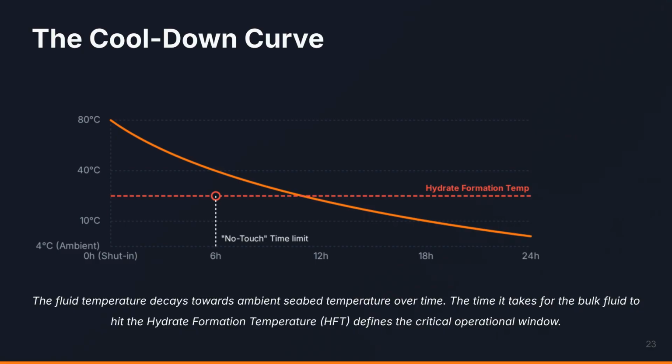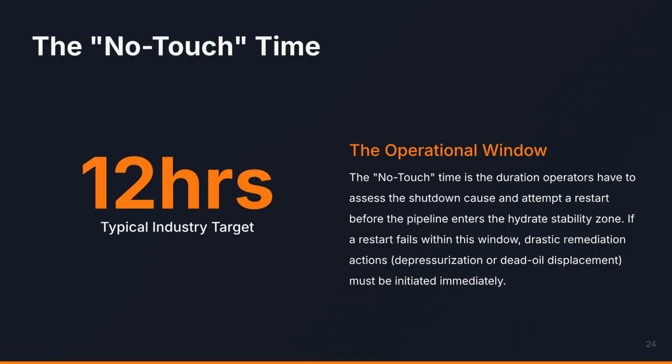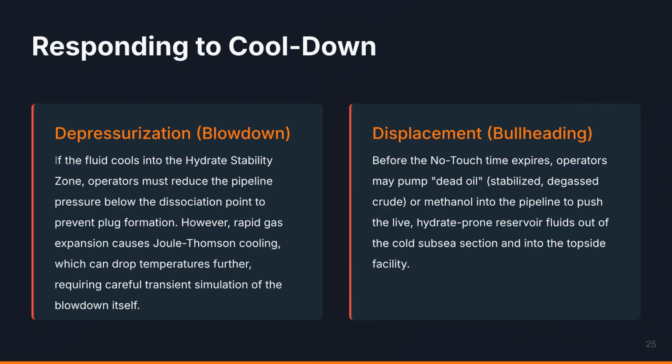The operational window is determined by how long it takes the fluid to reach the hydrate formation temperature. The no-touch time represents the critical window operators have to assess a shutdown and attempt a restart. If this time expires, serious intervention like depressurization or displacement must begin immediately. If the fluid enters the hydrate stability zone, operators can use depressurization or displacement to clear the line. Displacement involves pumping dead oil or methanol to push hydrate-prone fluids out of the cold section.